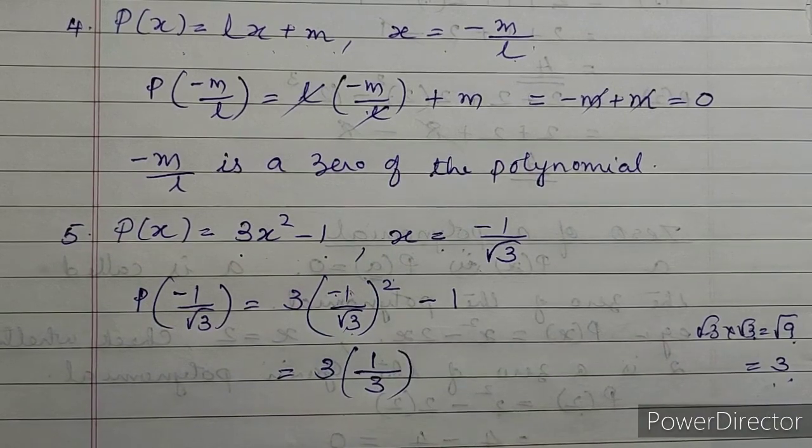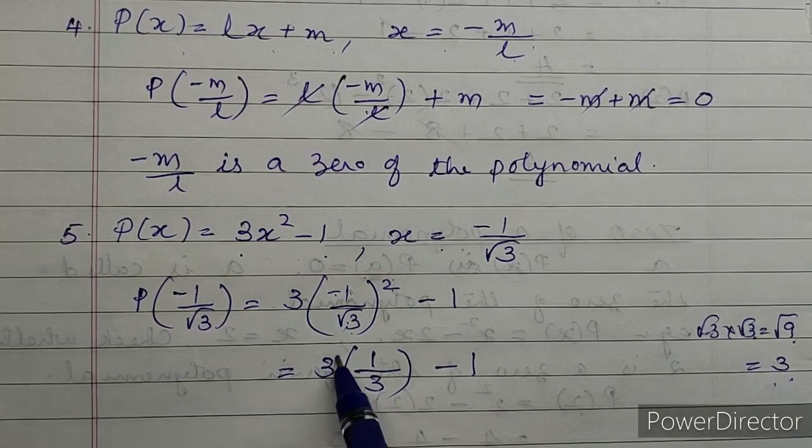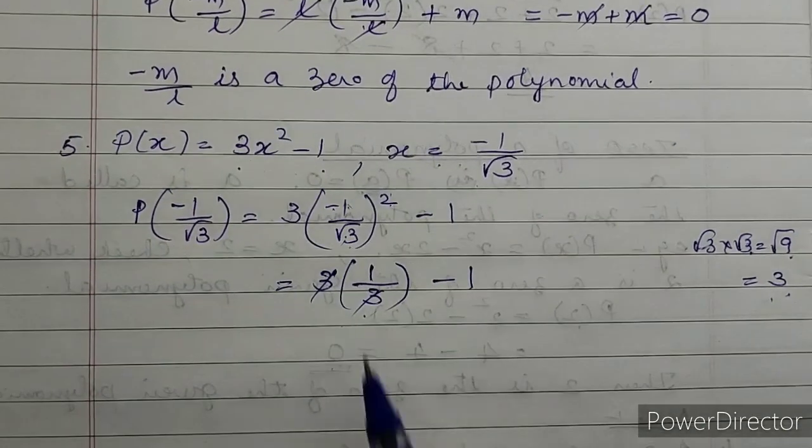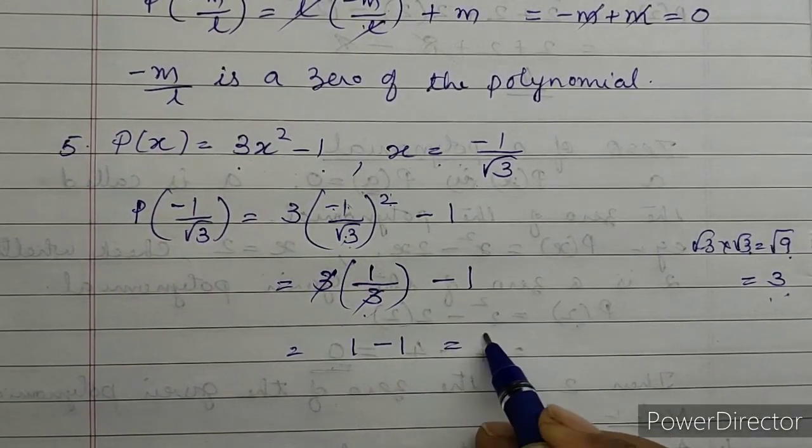So 1 by 3 minus 1. So minus 1 by root 3 whole square is positive 1 by 3. Now 3 and 3 cancel. So remaining it is 1 here equals 1. This minus 1, like that only, the answer is 0.